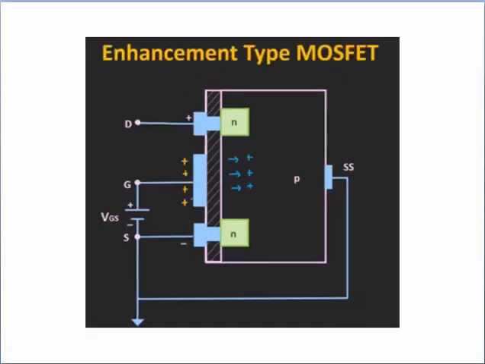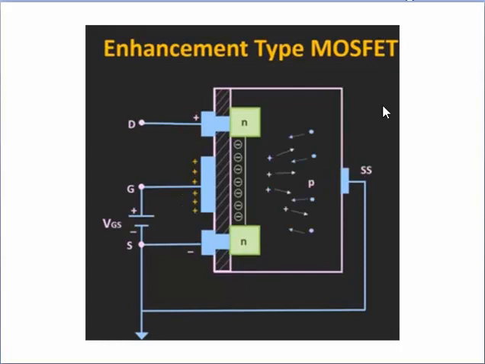Now, holes are the majority carriers in the P-type substrate, and whenever we apply the positive voltage at the gate terminal, the holes near the oxide layer are pushed away from the gate terminal, and at the same time the electrons, which are the minority charge carriers in this P-type substrate, get attracted towards the gate terminal. But at a lower voltage of VGS, the electrons get recombined with the majority charge carriers, that is, holes.